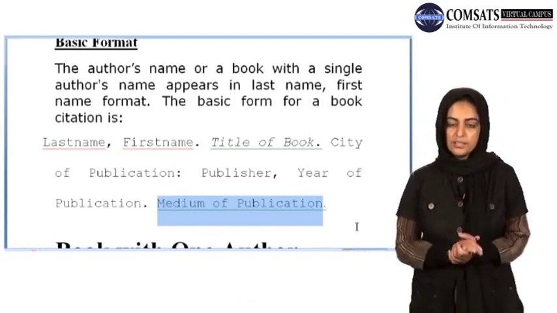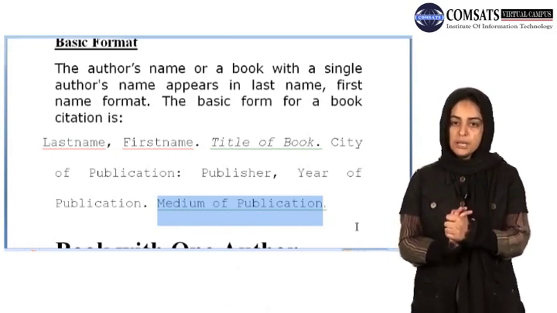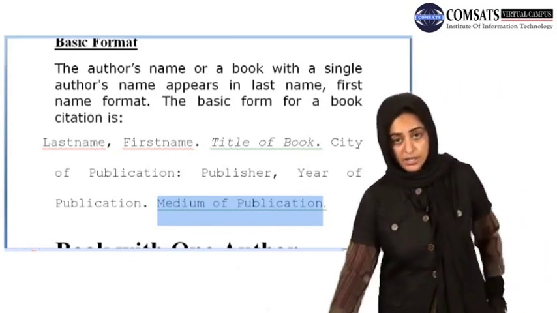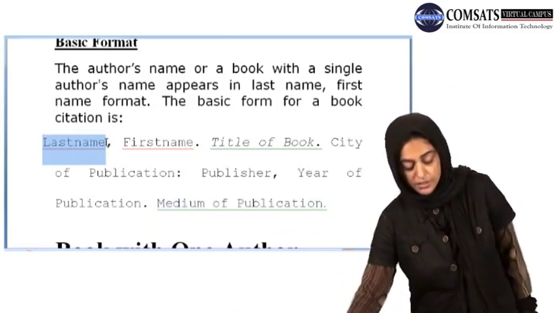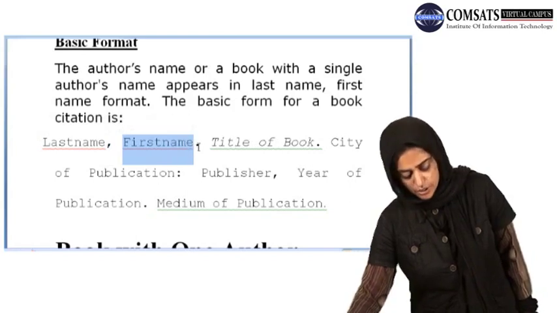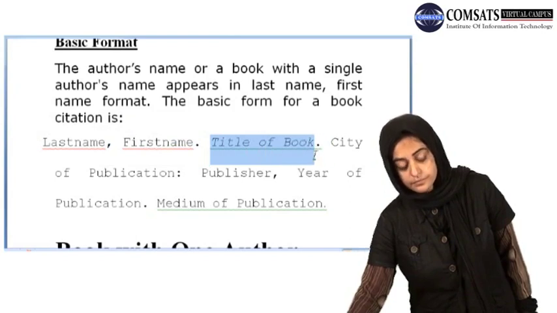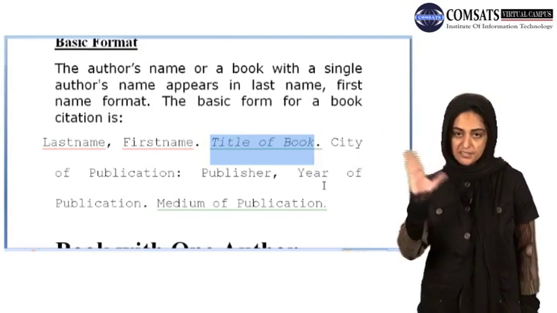Book with a single author: last name of the author, comma, then first name of the author, then dot. Kindly have a look on the screen, dear students, again. Last name of the author. After the last name, here it is a comma, then comes the first name of the author, and after it there is a dot. Then title of the book, and title of the book, dear students, as you can see on the screen, is in italics.